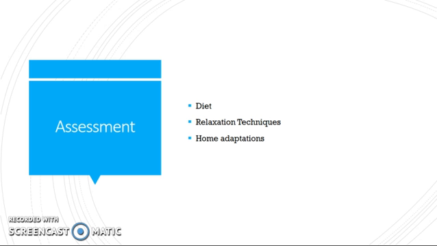The assessment part of the SOAP plan, we're going to start with diet. Diet is key to any type of physical healthy lifestyle, especially where he's slightly overweight. Reducing stress and anxiety and heart rate. We can use relaxation techniques and breathing techniques, and we can also give him home adaptations. So if he's slightly fatigued or has trouble going up the stairs, we can give him accommodations that will prevent him from injuring himself or make living at home easier.